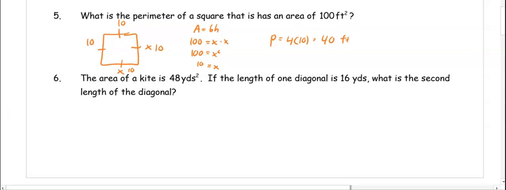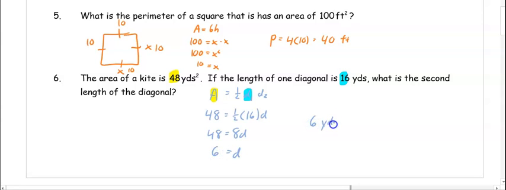In number 6, the area of a kite is 48 yards squared. If the length of one diagonal is 16 yards, find the length of the second diagonal. So our area is equal to 1/2 diagonal 1 times diagonal 2. In this case, we already know that our area is 48 and that one of our diagonals is 16. So when we substitute in, we get 48 equals 1/2 of 16 times the other diagonal. Half of 16 is 8, so 48 equals 8 times the diagonal. So our other diagonal is 6 yards.